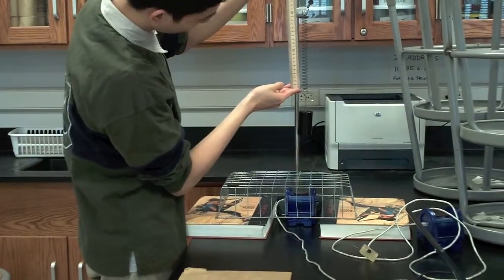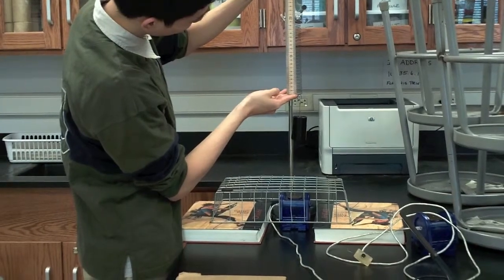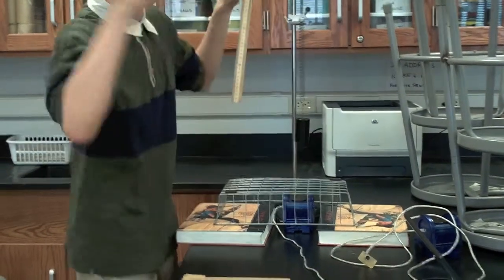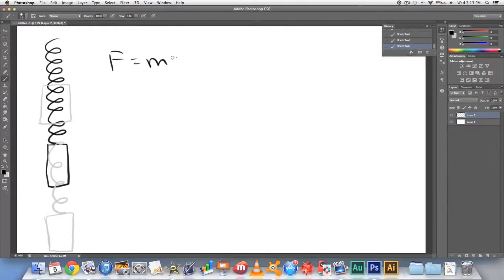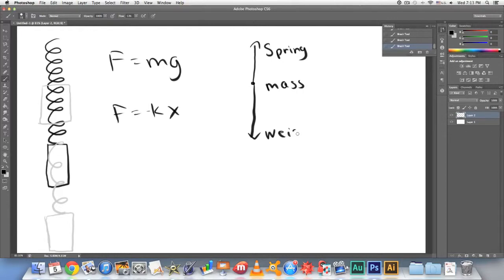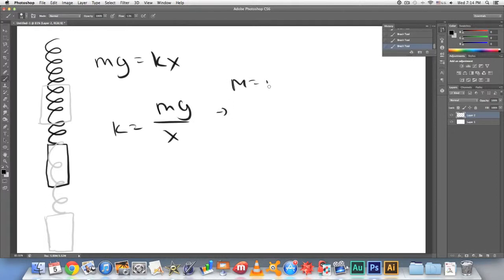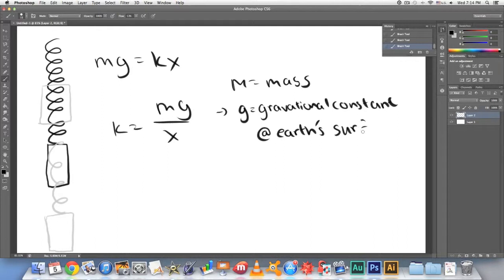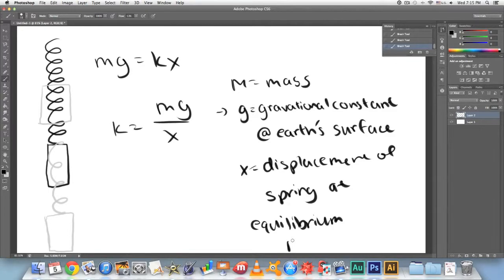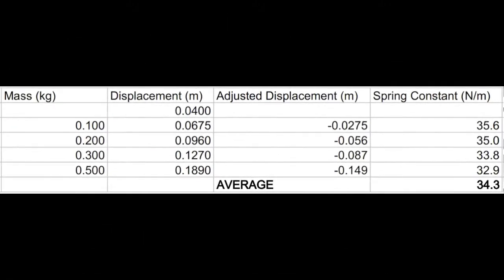For the Hooke's law method, we measured the displacement of the spring and mass at its equilibrium position. The two forces acting on the mass are its weight and the spring, which have the force of mg and kx respectively, and they are equal to each other, so mg equals kx. Rearranging the equation, we get k equals mg over x, where m is the mass, g is the gravitational constant at Earth's surface, and x is the displacement of the spring at its equilibrium position. Using Hooke's law methodology, we found the average spring constant to be 34.3 newtons per meter.